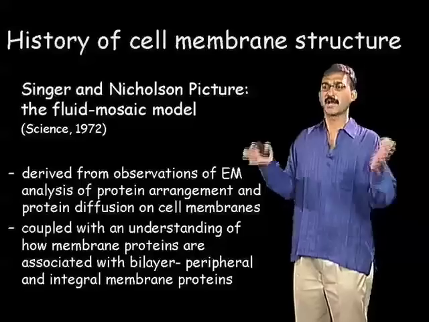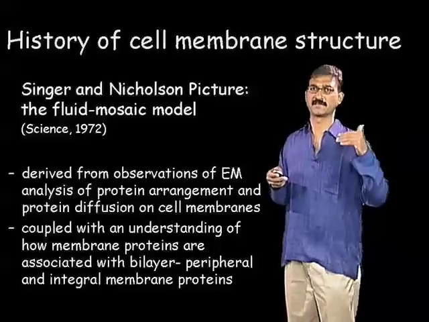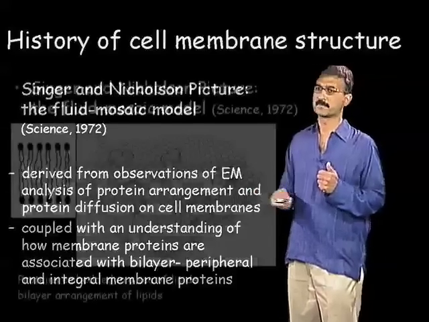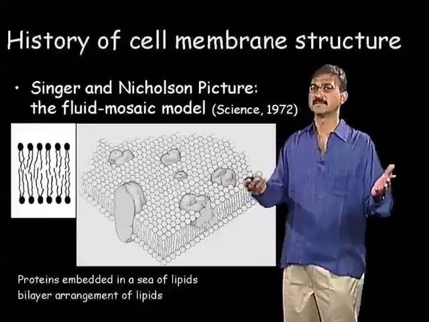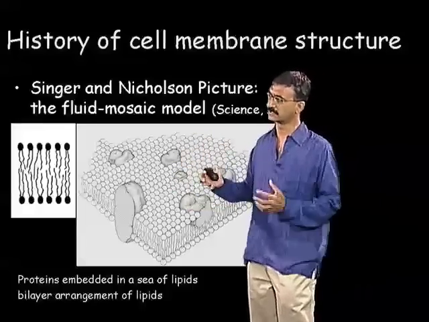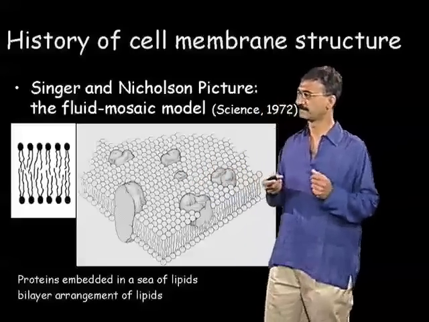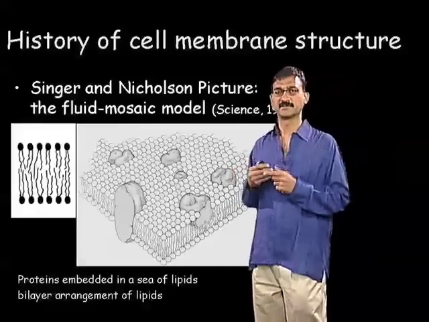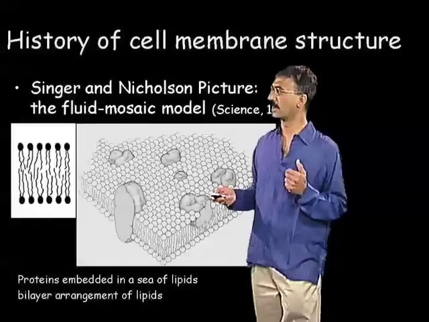And I think understanding how proteins were embedded in the bilayer, coupled with these observations from electron microscopic analysis of protein arrangements, led Singer and Nicholson to propose that the cell membrane was in fact a sea of lipids in which proteins were embedded as objects. And in fact, they were floating in this sea of lipids, which were constituted of a bilayer-like structure. This model, I think, has impacted our understanding of cell membrane structure quite substantially, and I think it's worth understanding what the central tenets of this model are today.